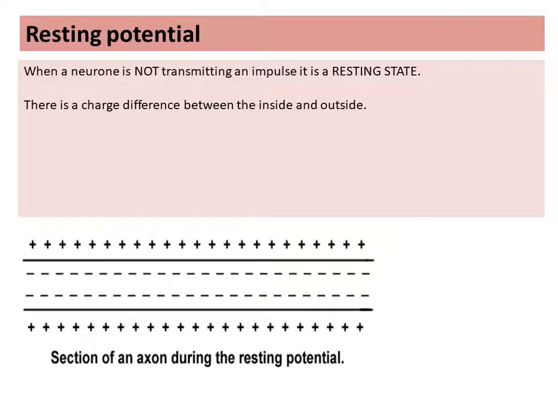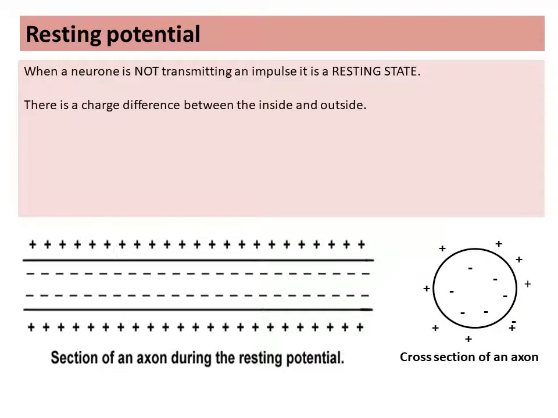So if we look at this axon here, this is the longitudinal section of the axon, and what we can see is the two solid lines represent the cell surface membrane of the axon, and on the outside we've got a lot of positive charge, and on the inside we've got rows of negative charge. Now, this is a slightly deceptive kind of diagram because it suggests that we've got positive ions on the outside and negative ions on the inside.